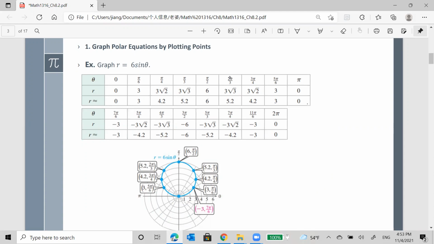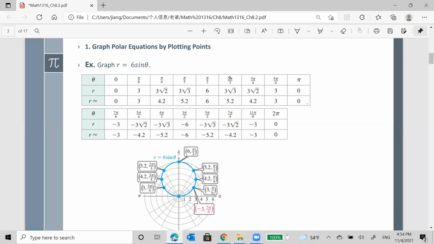For theta, the first point, I can choose theta equals 0, that means 0 degrees. And then some special angles, pi over 6, pi over 4, and their r values. If I plug in theta equals 0, 6 times sine 0 is 0, so r is 0. If I plug in theta equals pi over 6, 6 times sine pi over 6, that's 6 times 1/2, that's 3. And then plug in pi over 4 in the equation.